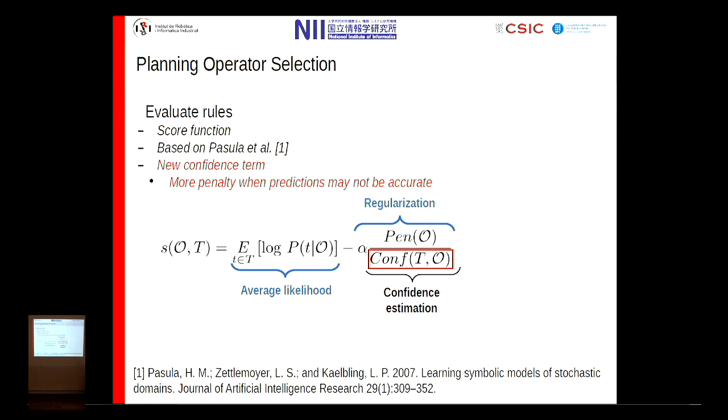Moreover, we add a new confidence term because we want to work fine when we have very few input transitions and also when we have a lot of them. So when we have very few input transitions, the confidence term will be lower and the regularization term will be larger. So we will prefer in these cases general operators because we cannot be sure about our predictions.